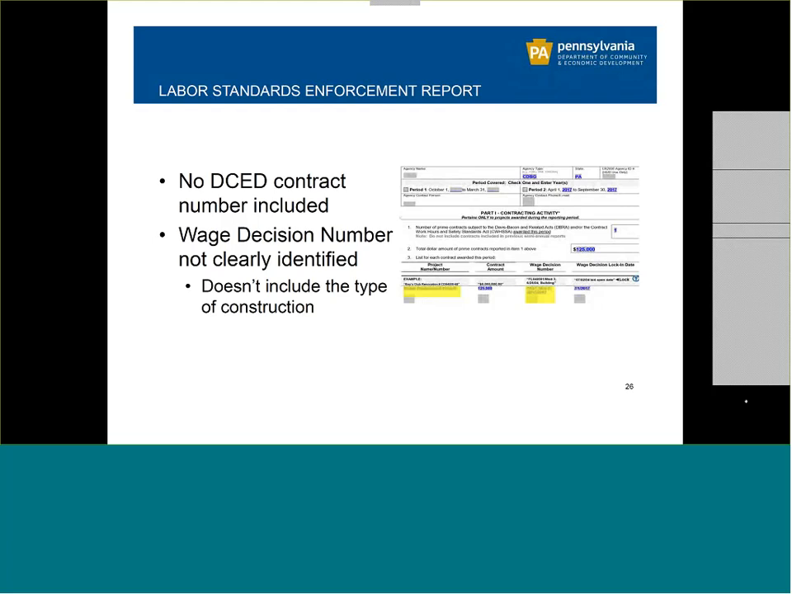Though you can't really read it, it does only say PA 17. So what type of wage decision number was it? Were there any modifications included on that? Or, it doesn't include the type of construction that's involved, if it's a heavy highway type of project. But this one also does have the bid opening date on it as well.